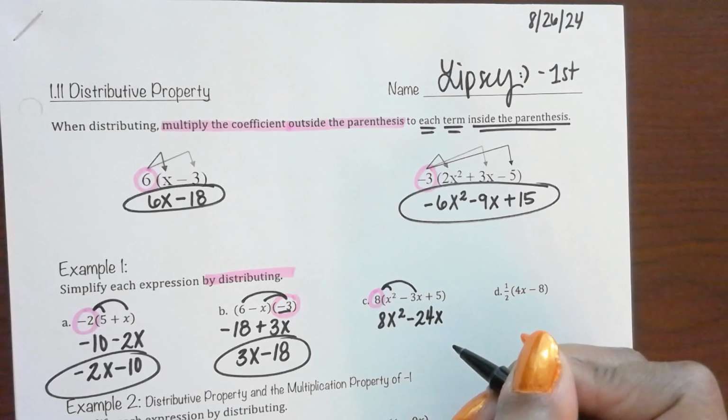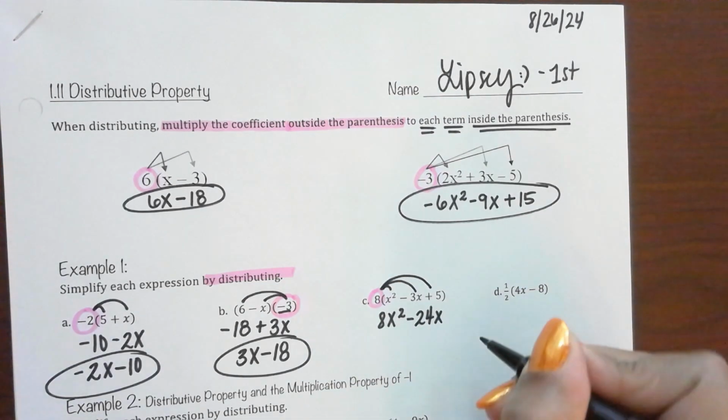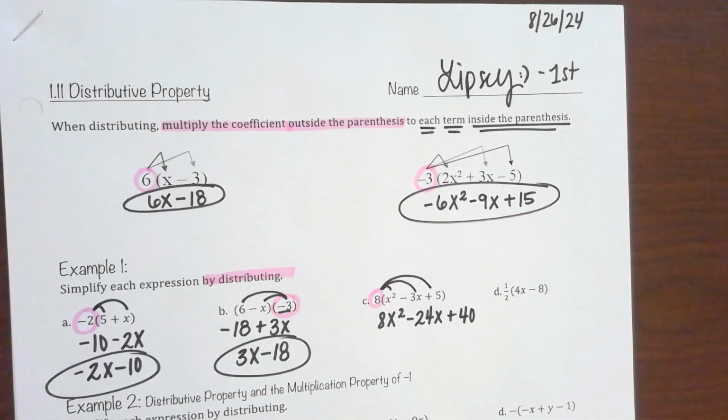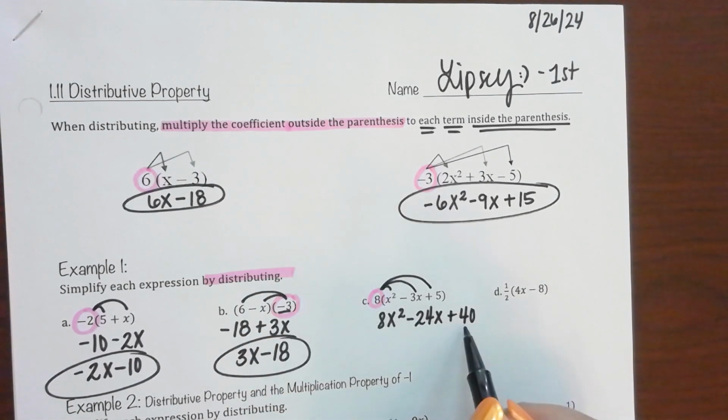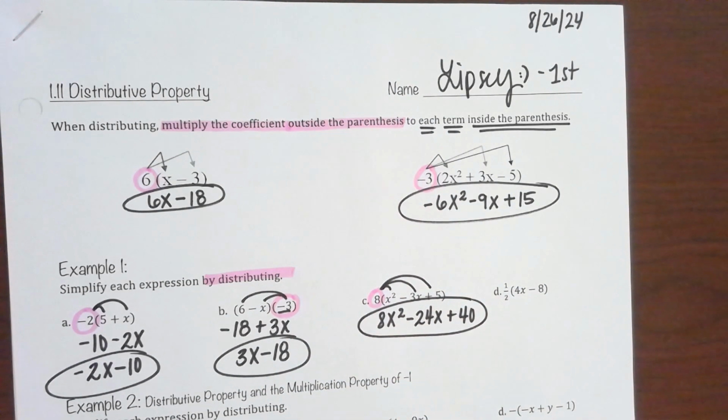Does that make sense? Then, what's being multiplied? 8 times 5. Which is? 40. Is this in descending order? Yes. Is the highest exponent first? Yes, sir. Constant last? Yes, ma'am. Any questions there? No, ma'am. Any at all? No. How are we feeling? Good.